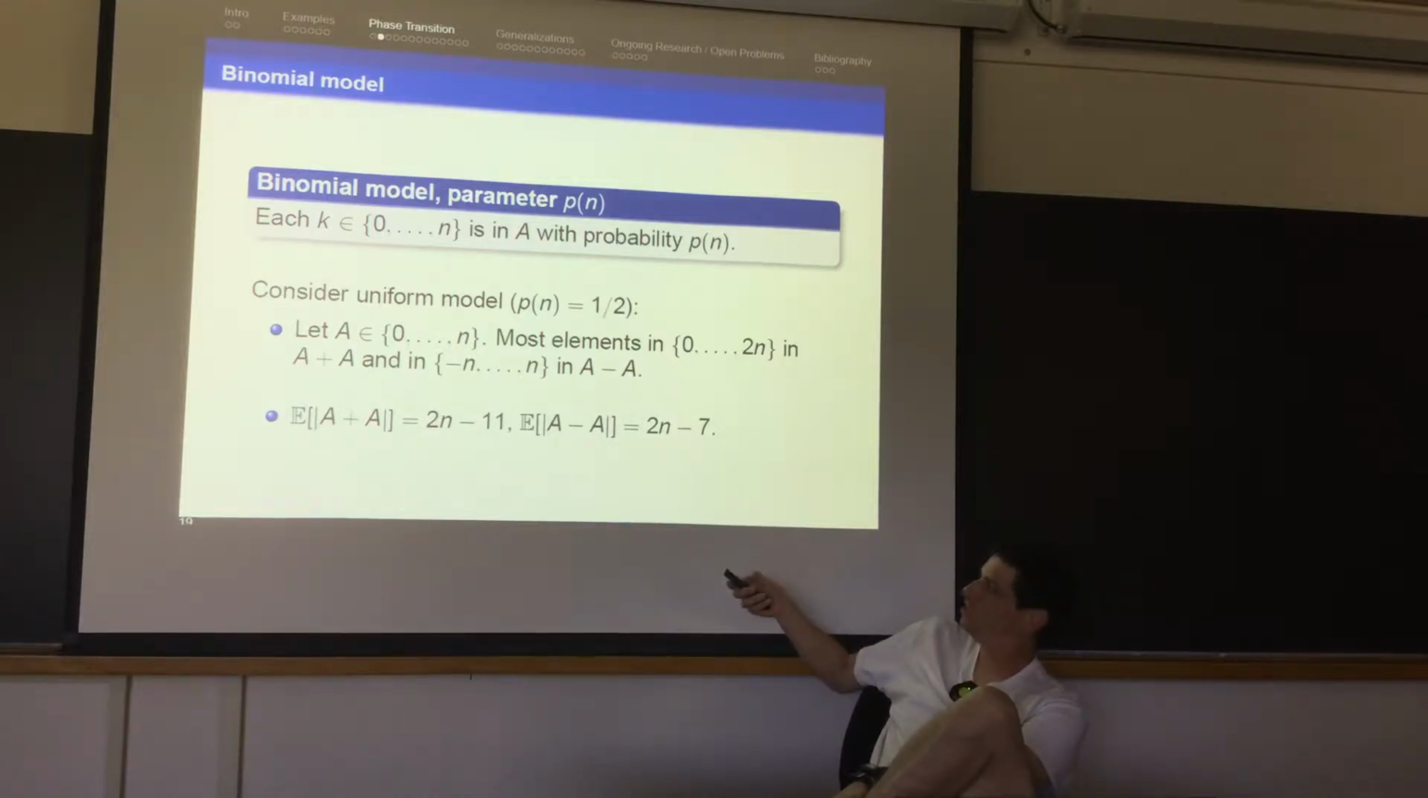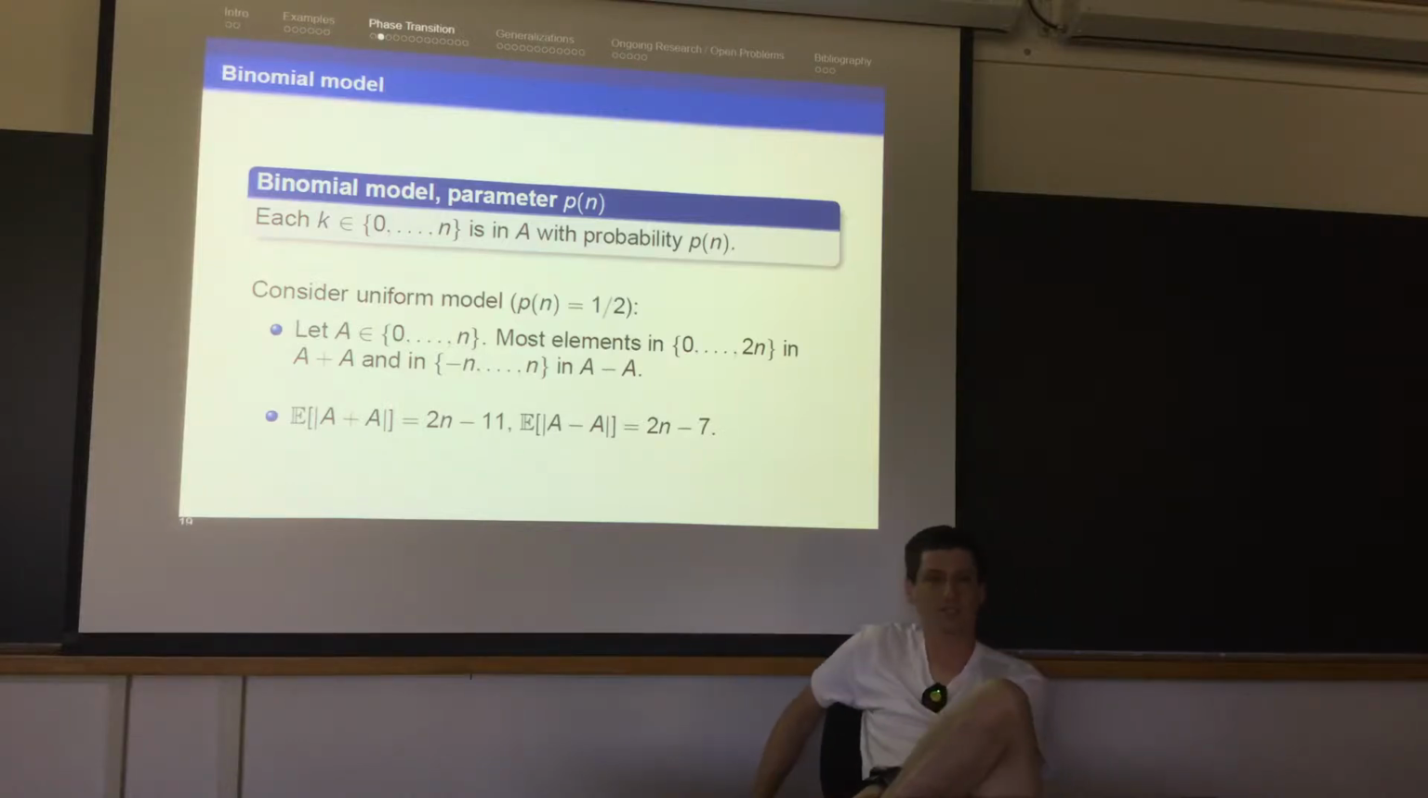And so it turns out that the expected number of terms in A plus A is 2n minus 11. The expected number in the difference set is 2n minus 7. 2n minus 7 is greater than 2n minus 11. You expect there to be more difference dominated. But what we're doing here, and this has never really been attacked, is we're not really quantifying how much you win by.